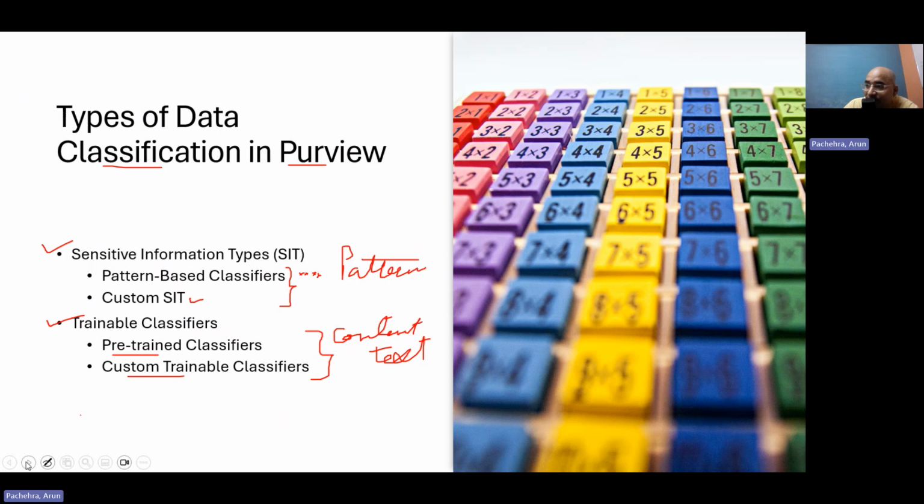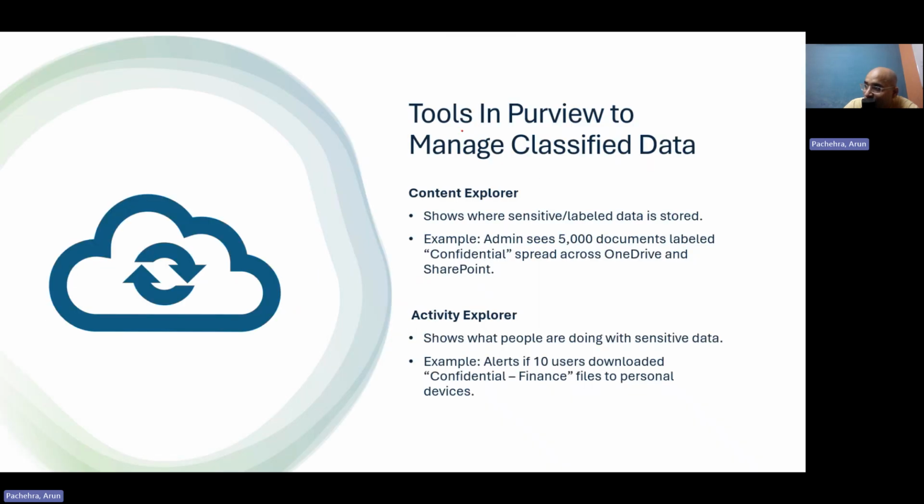So first we have understood this. Now this is the second one: tools in Purview to manage the classified data. How are we managing it? With the help of Content Explorer and Activity Explorer. This is number one, this is number two. Both are Explorers, which will help us explore whether the classified data is working as it's supposed to. For example, it shows where sensitive and labeled data is stored, which is already labeled sensitive. For example, an admin sees 5,000 documents labeled as confidential spread across OneDrive and SharePoint. So Content Explorer will help you explore your data labeled as sensitive.